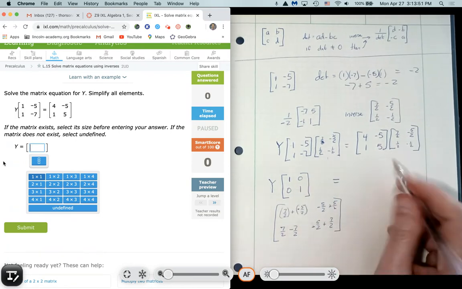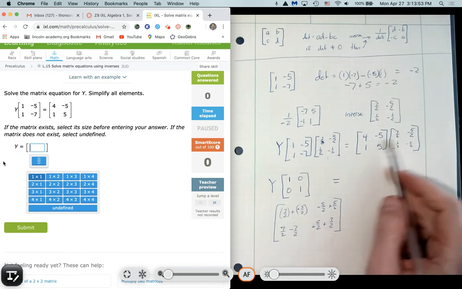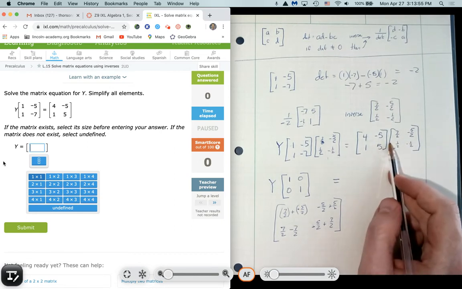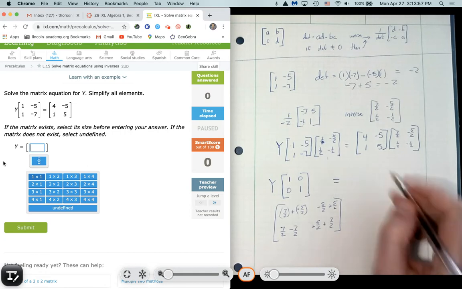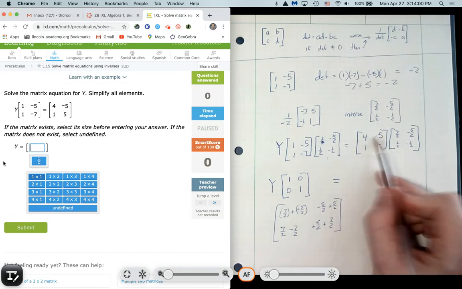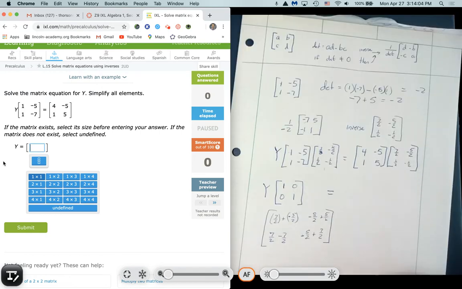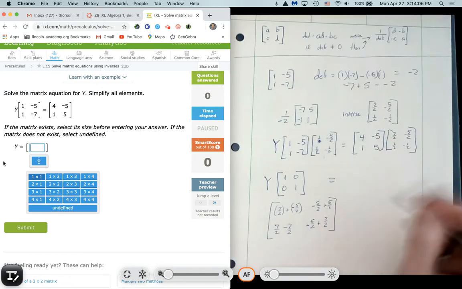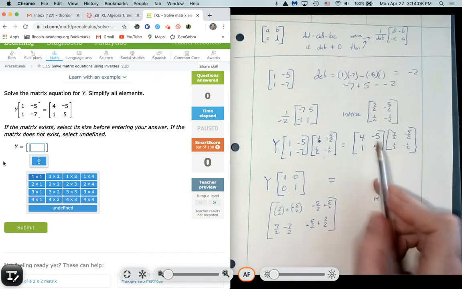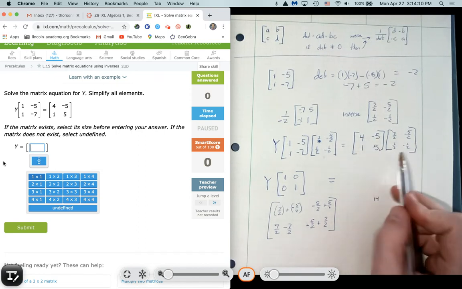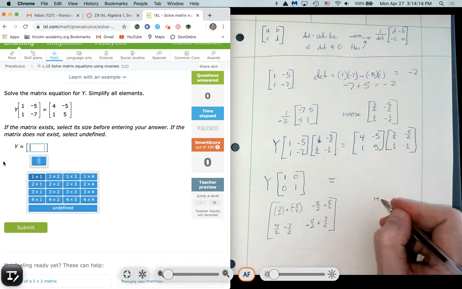Equals. Now I'm going to do the same thing here. I'm going to multiply these two. Now be warned, this will not be the identity matrix. But I'm going to still do the same thing. First row times first column. 4 times 7 halves is going to end up being 14. Negative 5 times a 1 half is going to be a negative 5 halves.